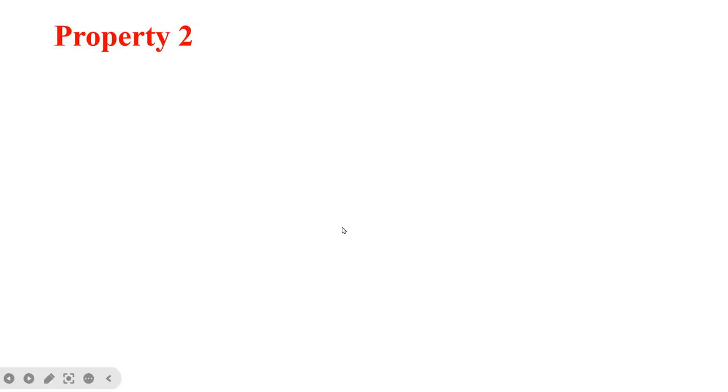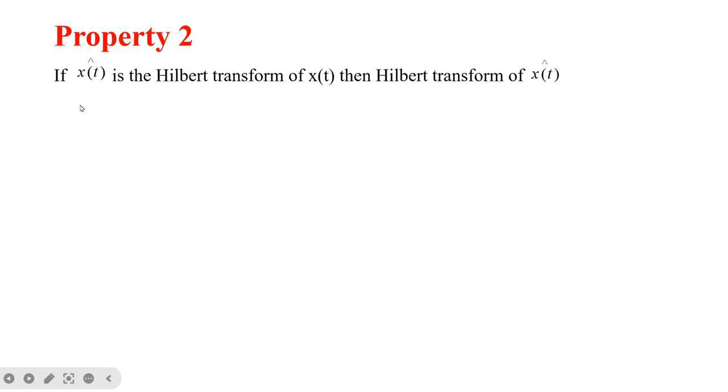Now coming to the second property, it states that if x cap of t is the Hilbert transform of x of t, then the Hilbert transform of x cap of t is minus x of t. Here the Hilbert transform is taken twice, which means that if we apply Hilbert transform on x of t, the output is x cap of t, and if we apply Hilbert transform again on x cap of t, we get the output as minus x of t.